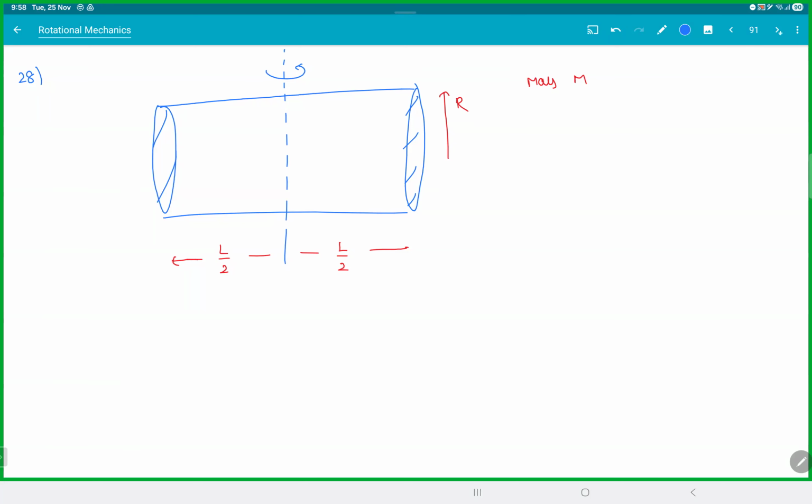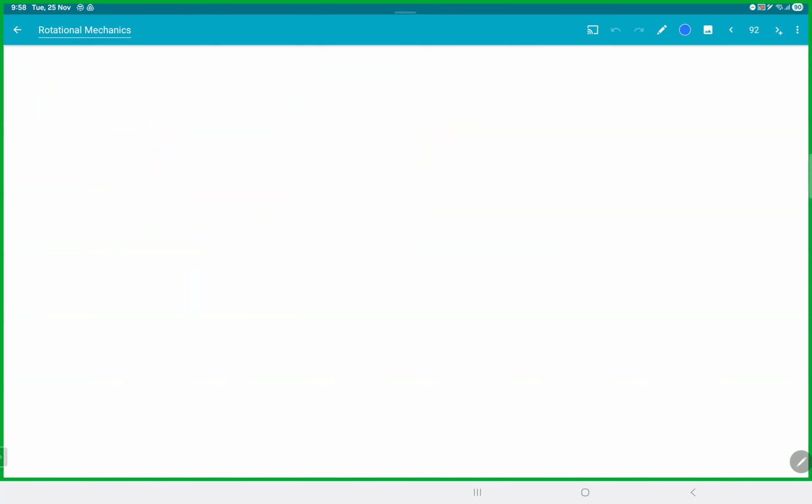So let's see. There is an easy way to remember the result also. I'll show you that, but let's see how to derive this.